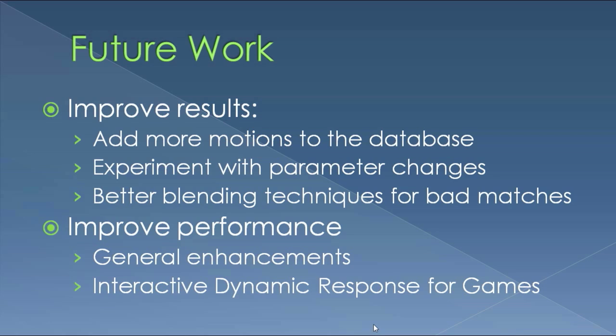The other thing we could do is look at improving performance, because it's not the fastest thing in the world at the moment. There's a definite pause as it searches through things. So there are probably general performance tweaks we can make in our code as it is, and then we could implement the interactive dynamic response paper as well in order to get real-time results.